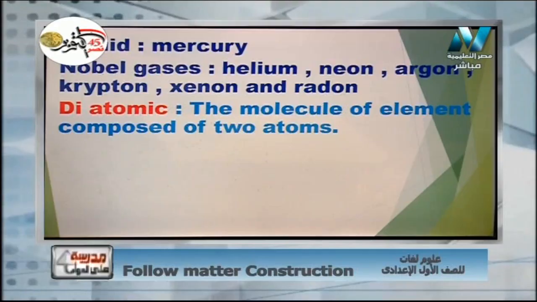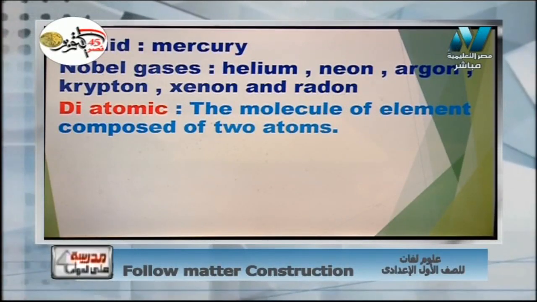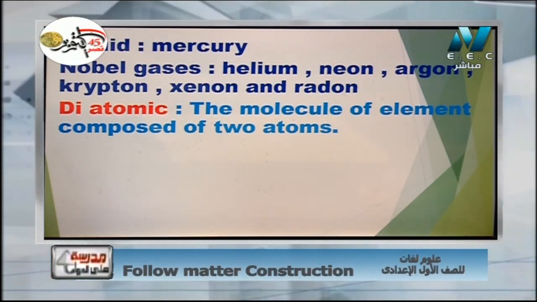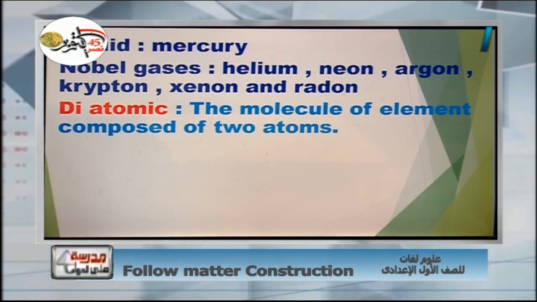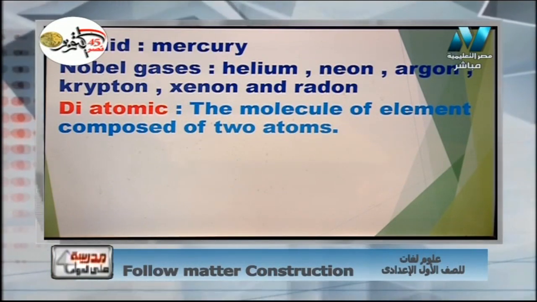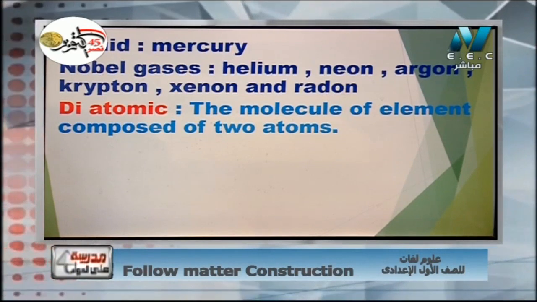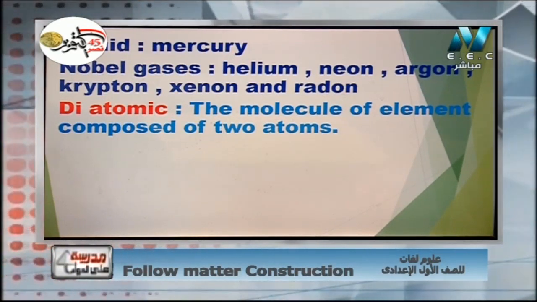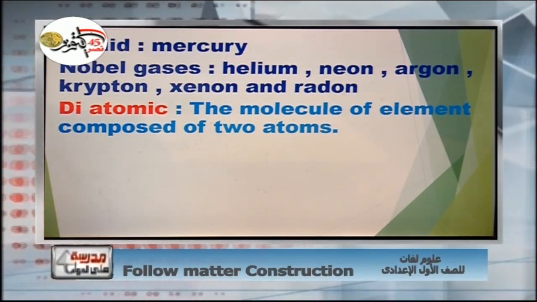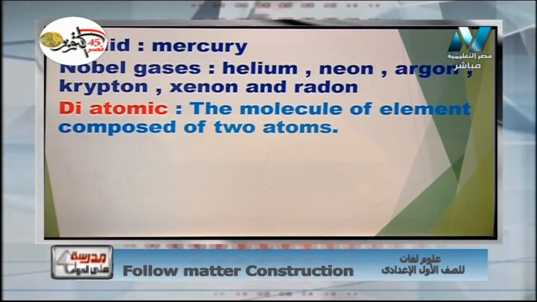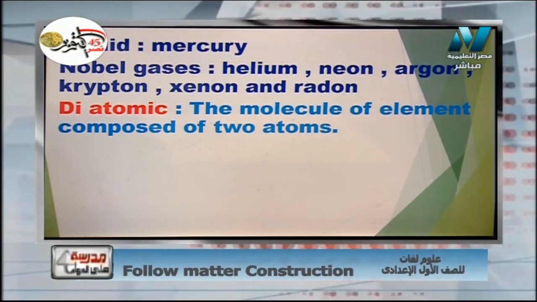Okay. We said a moment ago that we have 2 types of molecules of element. Number 1, monoatomic. Number 2, diatomic. What's meant by di, my dear students? Yes, 2. So diatomic here means that the molecule of the element is composed of 2 atoms. 2 similar or different?